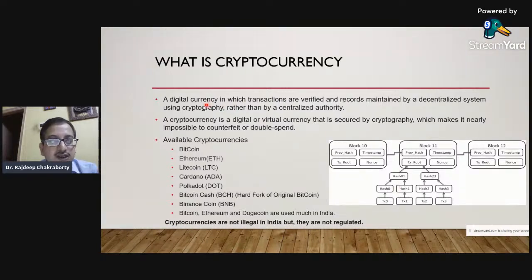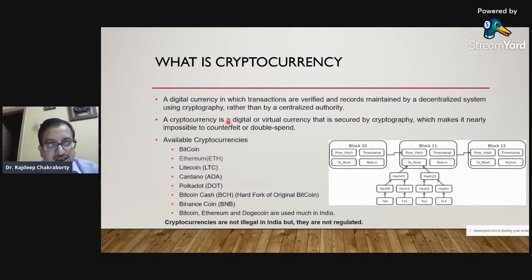If you see the definition, cryptocurrency is a digital currency in which transactions are verified and records maintained by a decentralized system using cryptography, rather than by a centralized one. So you store your money in a decentralized manner with cryptography. But if you store your money in a bank, where is it stored? Obviously, it is stored on the bank server. Okay. So this is the definition of cryptocurrency.